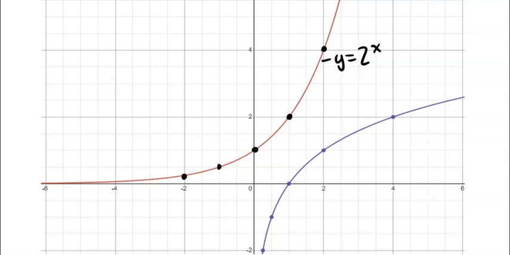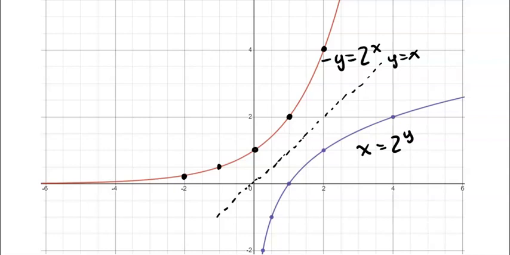But what about this other function? Well, what I've done here is I've taken this original y equals 2 to the x, and I've simply reflected it over this line y equals x. And when we do that, that is called an inverse function. And an inverse function is one where you swap the x and y variables. So it's x equals 2 to the y.